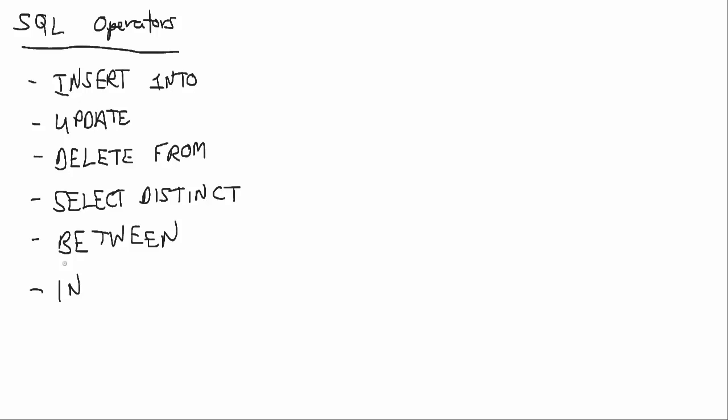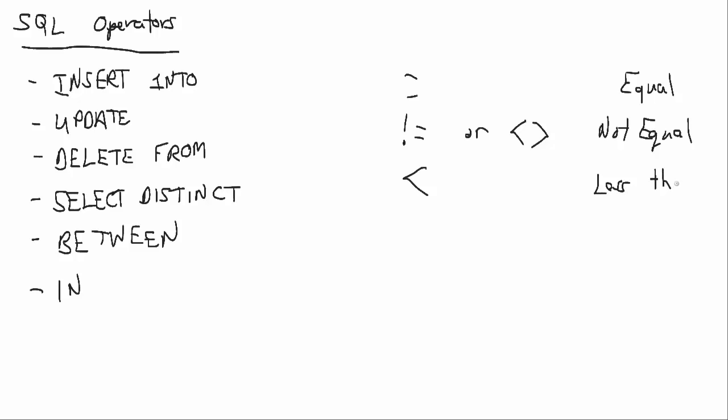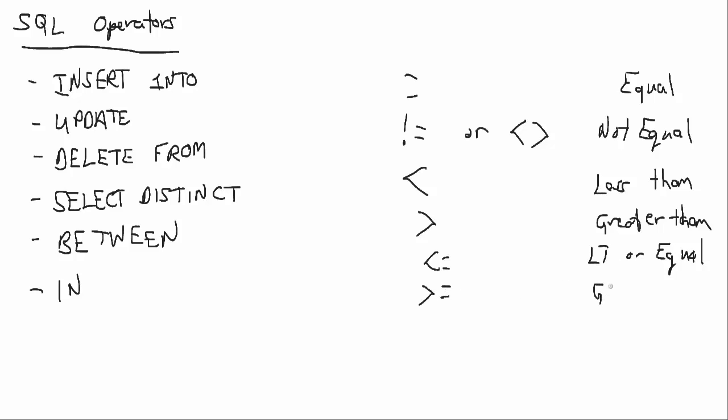And then just like we would have in relational algebra or just plain old algebra, we've got operators, so we've got equals, we've got this, or this, which means not equal. We've got less than. We've got greater than. We've got less than or equal. We've got greater than or equal. Same operators you would see in an Excel formula.